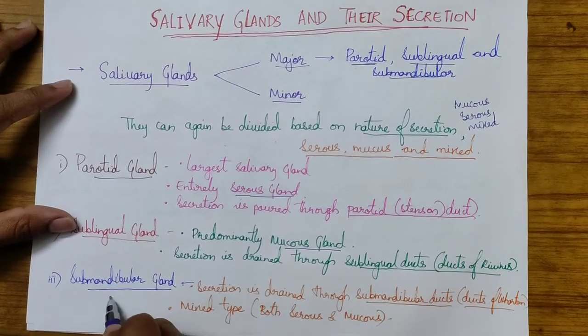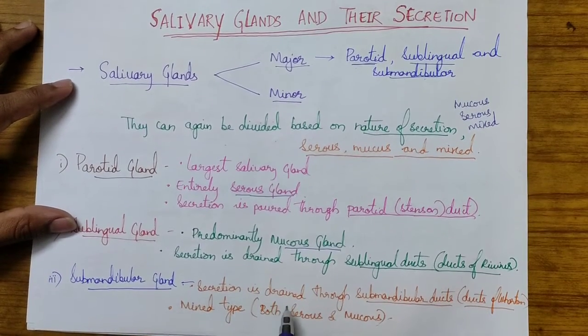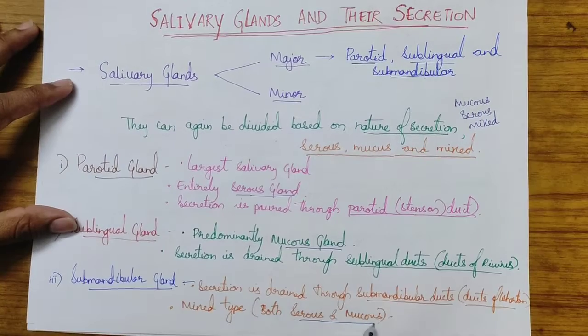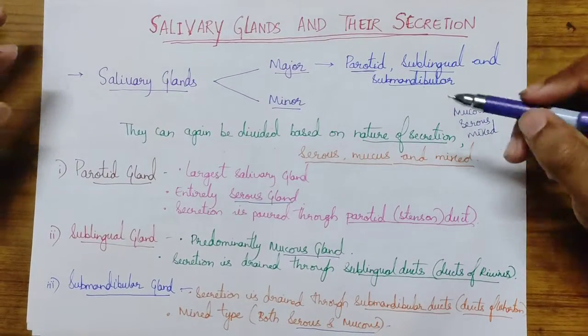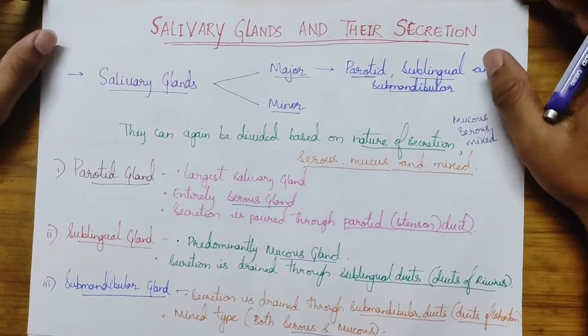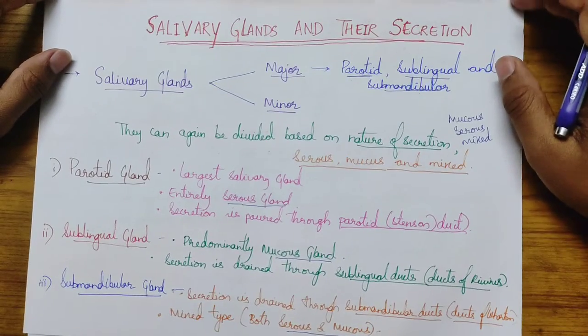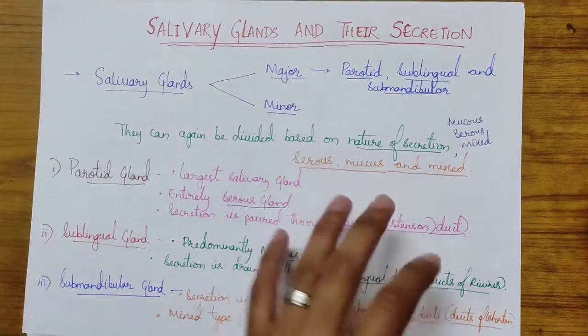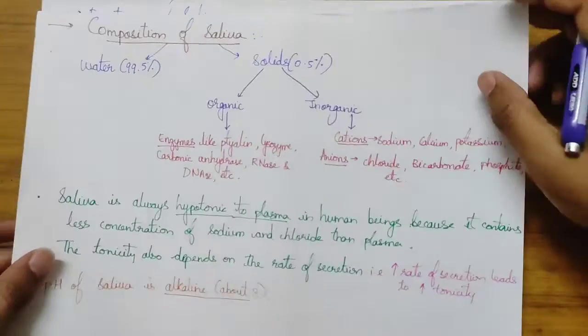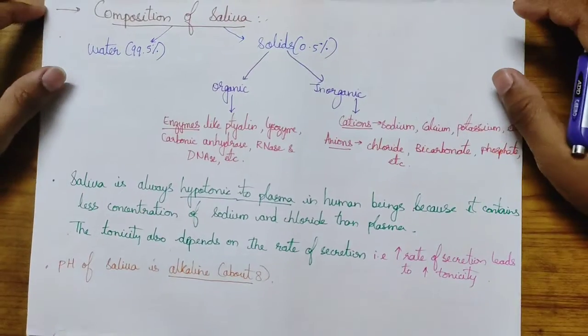The next gland is the submandibular gland. Its secretion is drained through the submandibular ducts or the ducts of Wharton. It is a mixed type of gland, with serous and mucous secretion. You will study the salivary glands in anatomy in the head and neck unit, so I am not discussing them in detail in this video. Instead we will focus on the salivary secretion and the composition of the saliva.